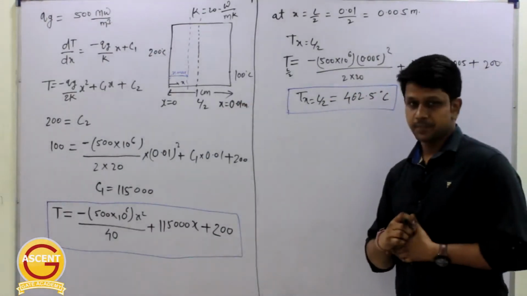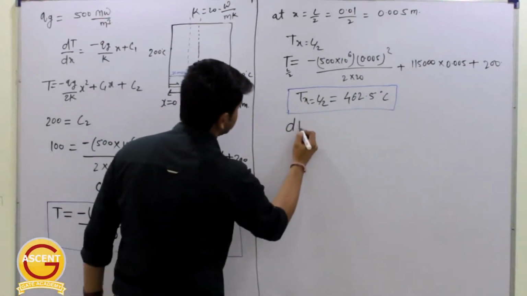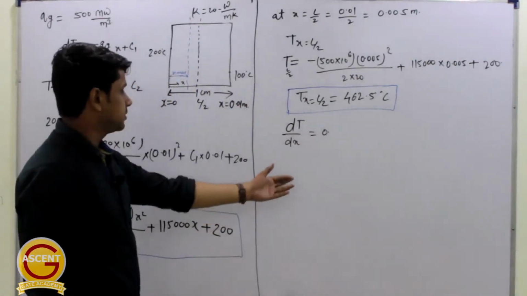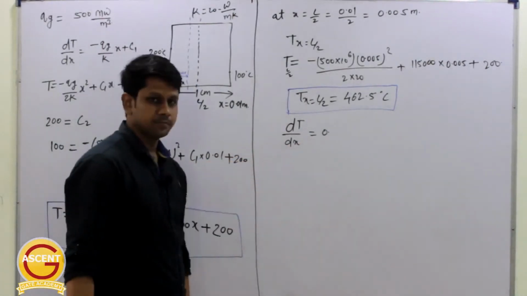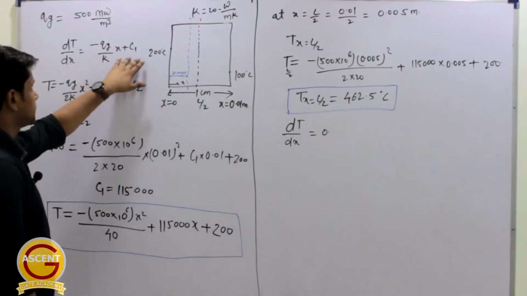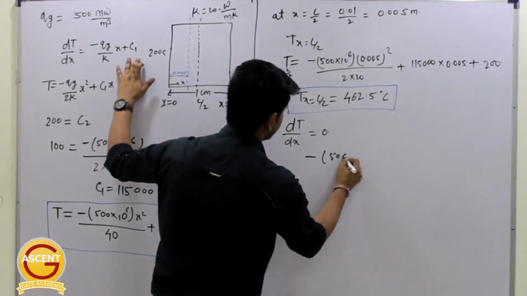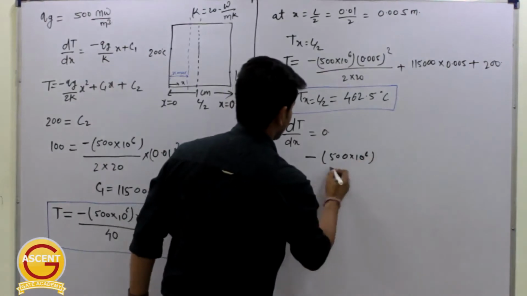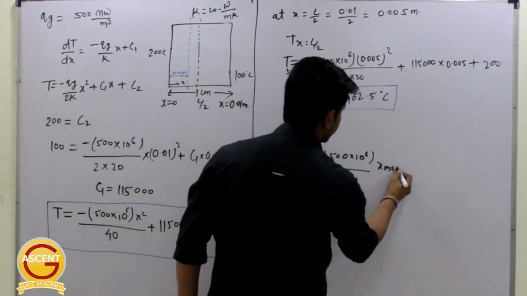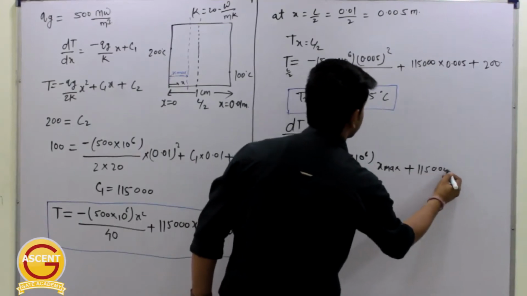So how do we do that? We know the procedure for finding x max is to equate dT by dx to 0, because if temperature is maximum, the slope of this temperature profile is going to be 0. So what is dT by dx value? It is minus qg by k into x plus c1. So it will become minus qg, which is 500 into 10 power 6, by k, which is 20, into x, which will become x max that we want to calculate, plus c1. c1 is 115,000, equal to 0.